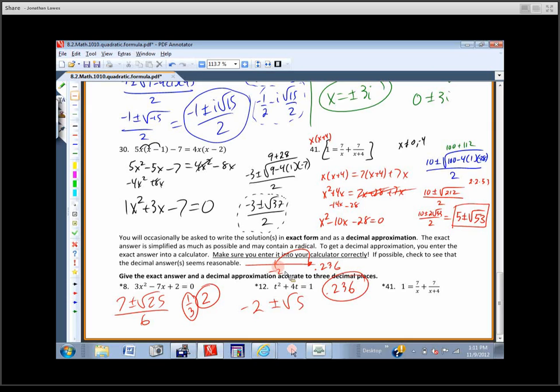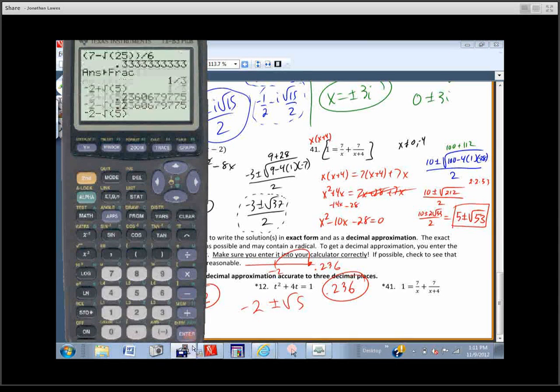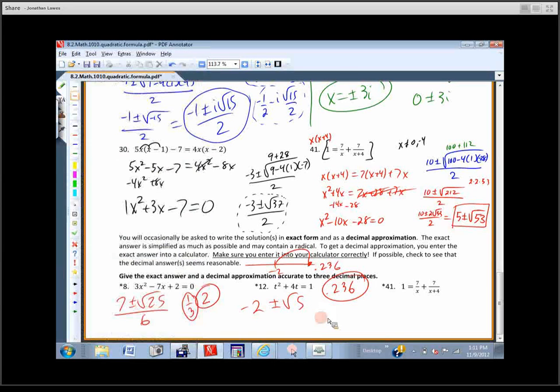So I'm going to take negative 2 and I'm going to subtract radical 5. What type of number am I expecting? A negative number, and it better be bigger, I suppose, if you want to think of it that way, or smaller, more negative than negative 2. So I'm going to recall this. All you have to do is hit the up arrow and change that to a minus, negative 4.23. And there are the 2 answers. Those are called decimal approximations. Okay?